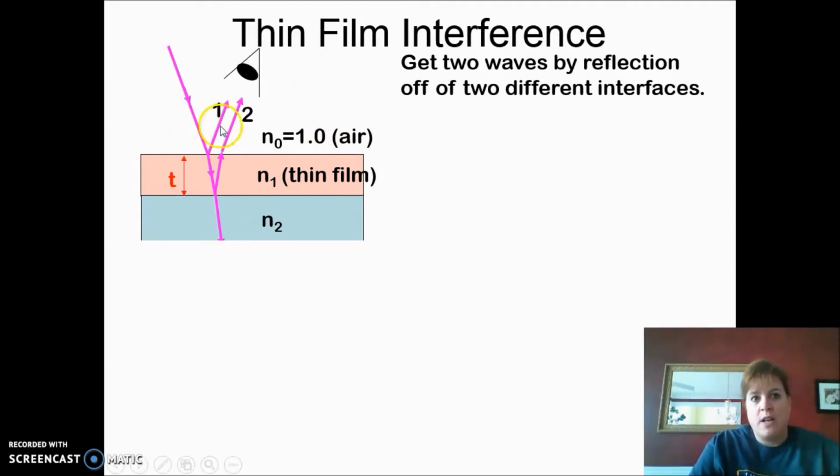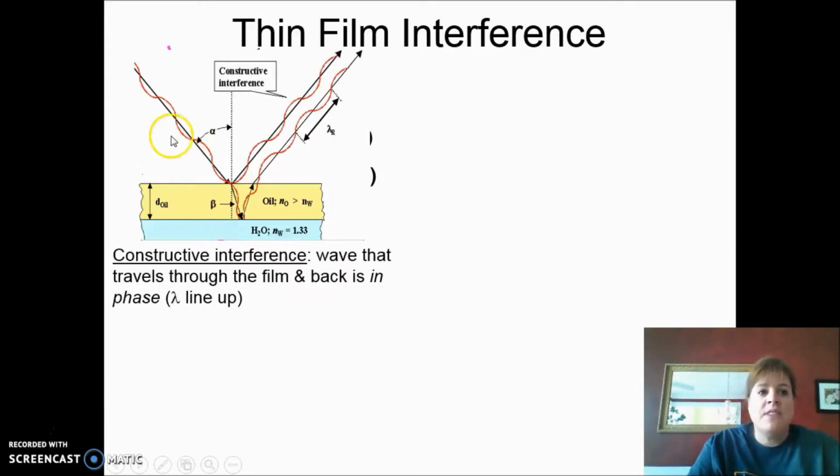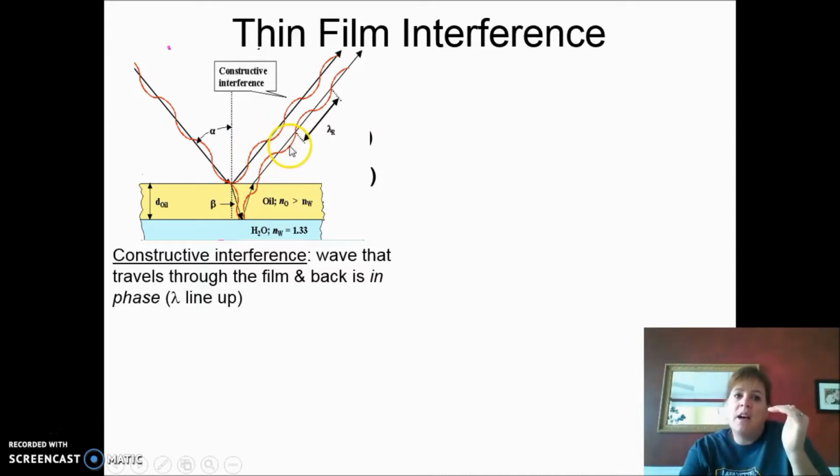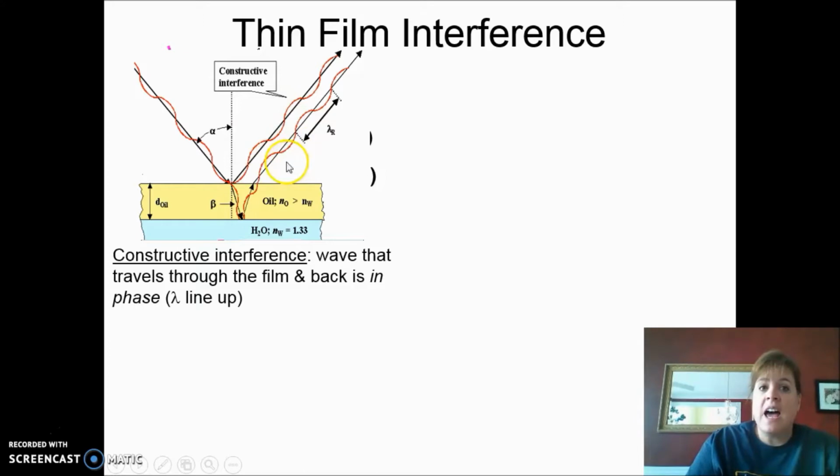So here's my ray 1 reflecting. Some of it penetrates through and refracts, but when it hits this different density medium or boundary again, I'm going to get some reflection off of that boundary. And of course, some of it still penetrates through. Now, here's my incoming wave. When this ray 1, I'll call it, reflects, and this, we'll call ray 2, reflects, if they are lined up, so the peaks are lined up and the troughs are lined up, then I get constructive interference and I see the light. I see the light because my wavelengths are lined up.